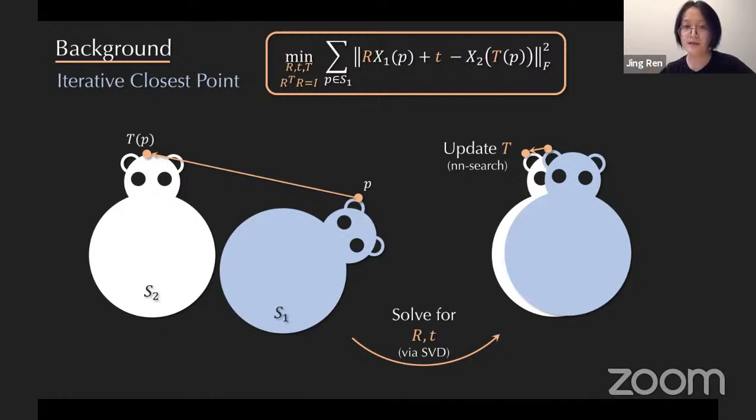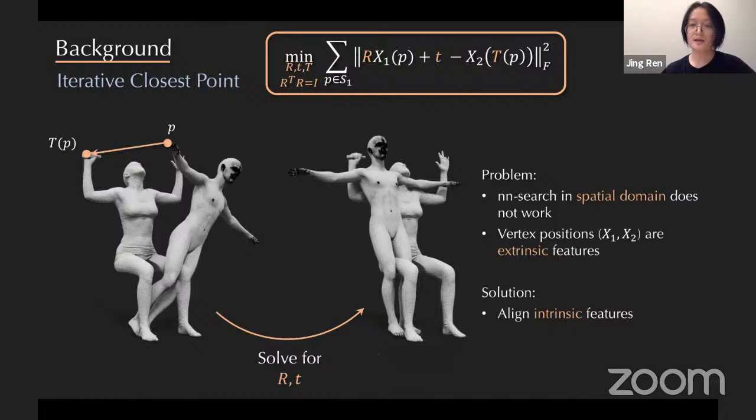And we can imagine that for this two panda case, after a few iterations, we can get better and better alignment. However, this simple procedure does not work for non-rigid shape pairs, such as the two humans I'm showing here. So even though we can find some reasonable rigid alignment for these two shapes, it does not make too much sense to apply nearest neighbor search in the spatial domain. So for example, for a vertex of the male model on the shoulder, its nearest neighbor in the spatial domain would be a vertex on the hand or on the arm of the female model.